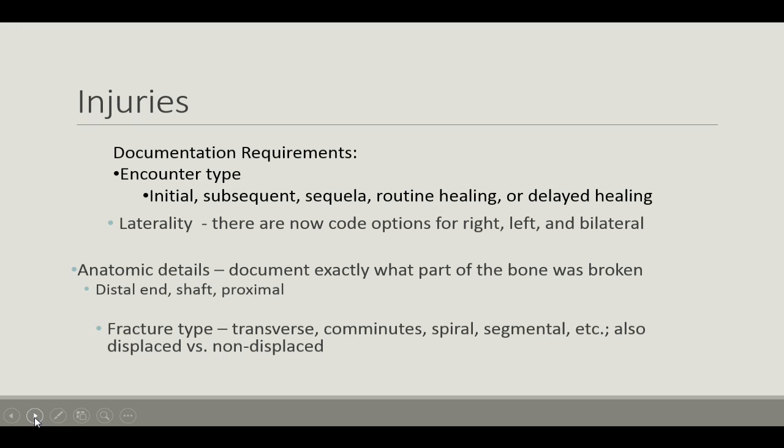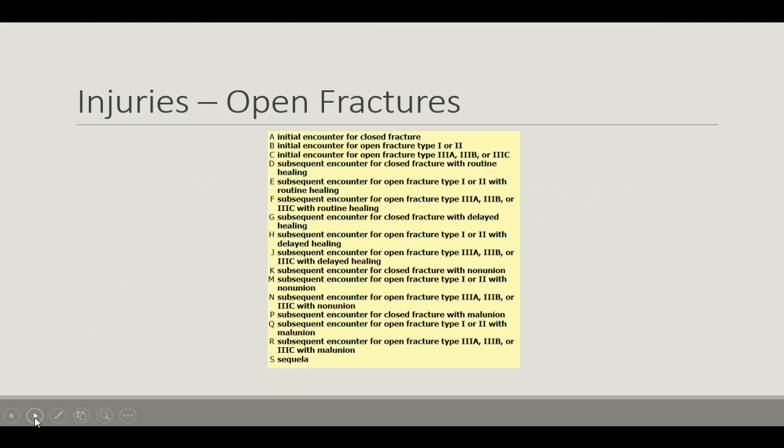What encounter is it? Initial? Was the routine healing? Non-healing? Which side? Left, right, or bilateral? What part of the bone was fractured? Distal, shaft, proximal? Did you document the type of fracture? Was it displaced or non-displaced? Again, check your current records to see how often you are already noting these details.